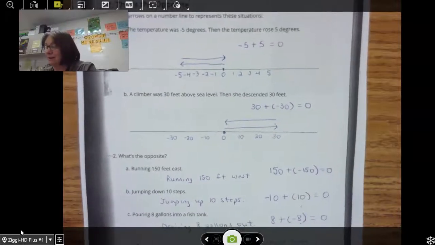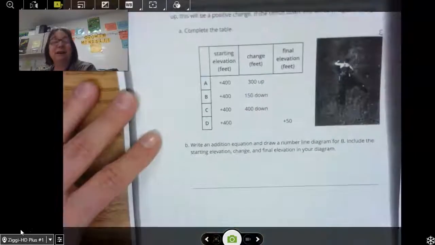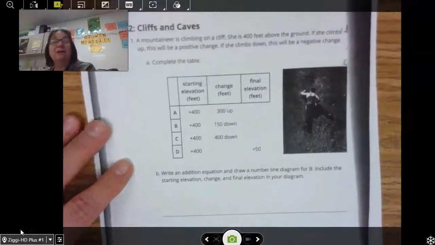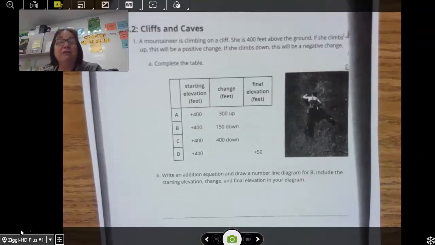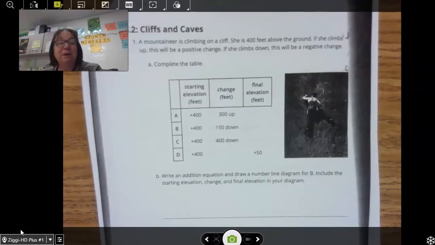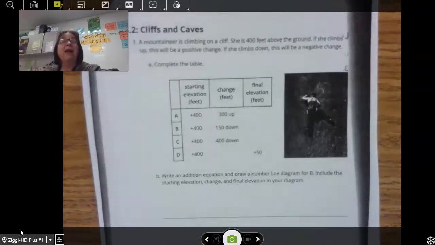All right. So for cliffs and caves on the next page, a mountaineer is climbing on a cliff. She is 400 feet above the ground. If she climbs up, it's going to be a positive change. Think about your thermometer. When you go up, it's positive. And if she climbs down, it would be a negative change. So let's complete the table.